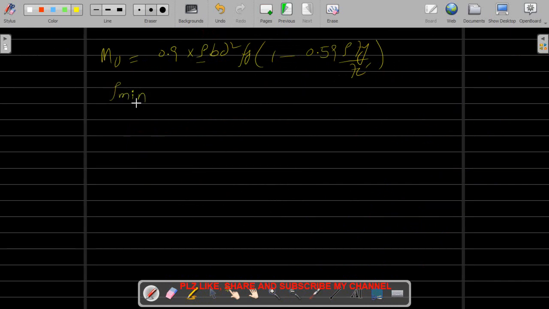it will give me a value of D. And if I use rho max, it will give me another value of D. Now these two values are the limiting values. This one will be the maximum value of depth, and this one will be the minimum value of depth.